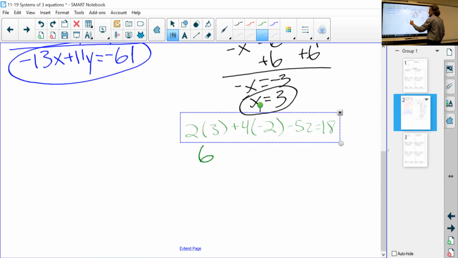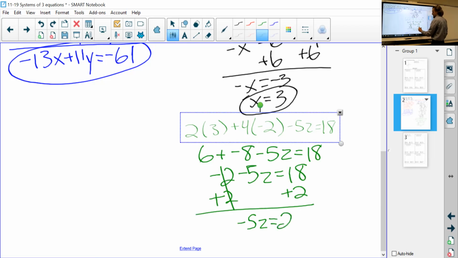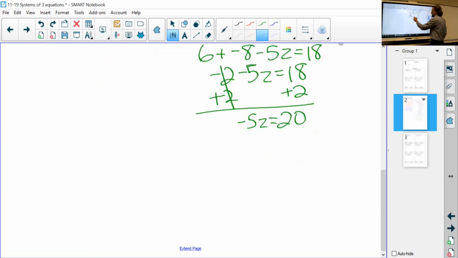So 2 times 3 is 6. 4 times negative 2 is negative 8 minus 5z equals 18. Combine up my like terms, so 6 plus negative 8, negative 2 minus 5z equals 18. Add 2 to both sides. Just solving for z here. So negative 5z, 5s are looking like s's. Physically exhausted from solving this one problem. Divide both sides by negative 5. And we get z is negative 4.